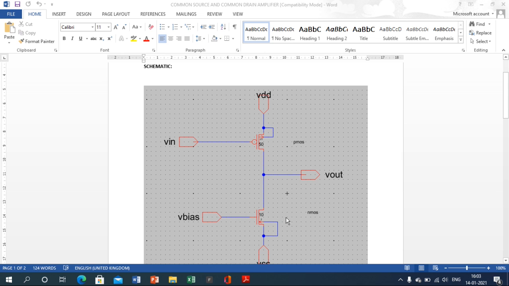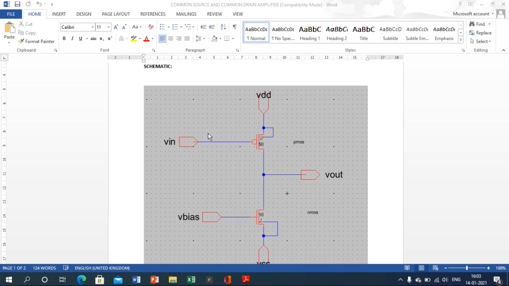This is the schematic here. Vbias ranges from 0 to 2.5 and keeps this NMOS on. When the input voltage applied is 0, the PMOS will be on, and the maximum supply voltage flows towards the output. When the input is at 5 millivolts, the PMOS will be off because it gets positive potential, and whatever the output is, that will flow towards the ground.